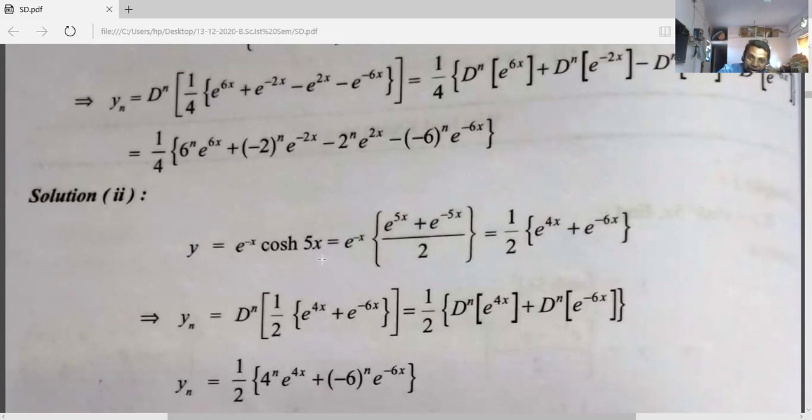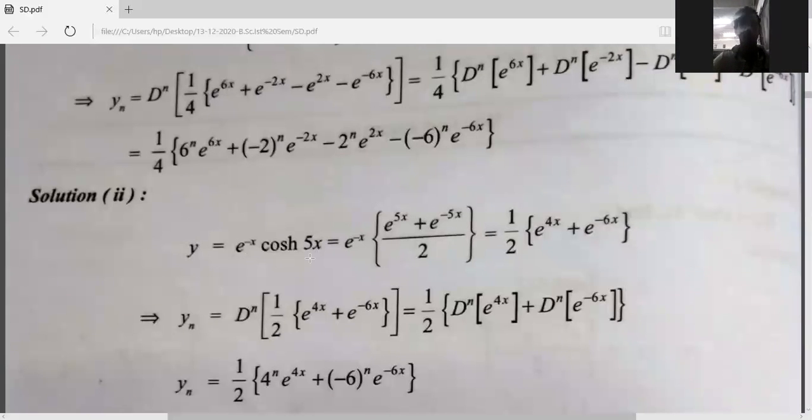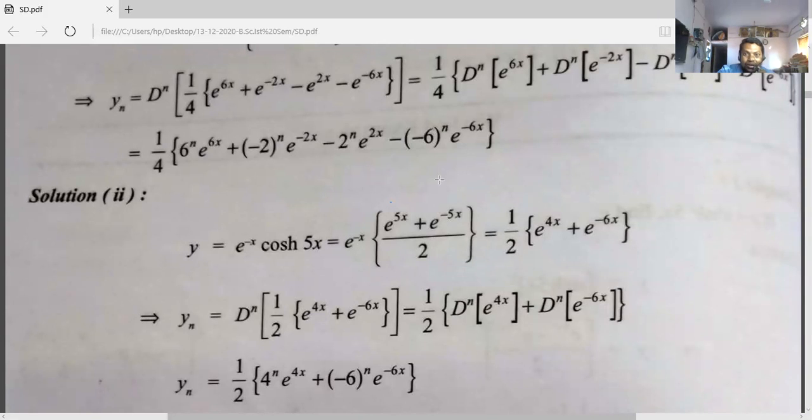Again, here the cos hyperbolic function means you don't have directly e to the power minus x into this. That's why you are writing e to the power minus x into again the same cos hyperbolic function. How are you writing cos hyperbolic x by definition? e to the power x plus e to the power minus x by 2. Replace x by 5x so that you will get this, and 1 by 2 you can write outside. Now e to the power minus x into this you can write.